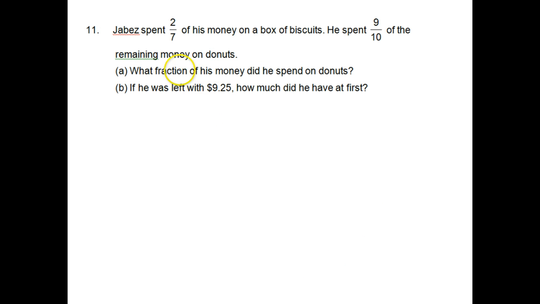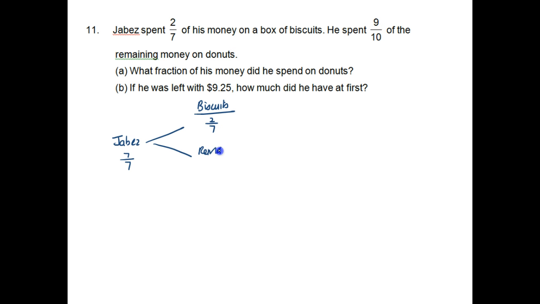Question 11. Jabez spent 2/7 of his money on a box of biscuits. He spent 9/10 of the remaining money on donuts. To help us see what we can do, we can draw our branching. So this is Jabez's money. 2/7 of his money on a box of biscuits. 2/7. He spent 9/10 of the remaining.